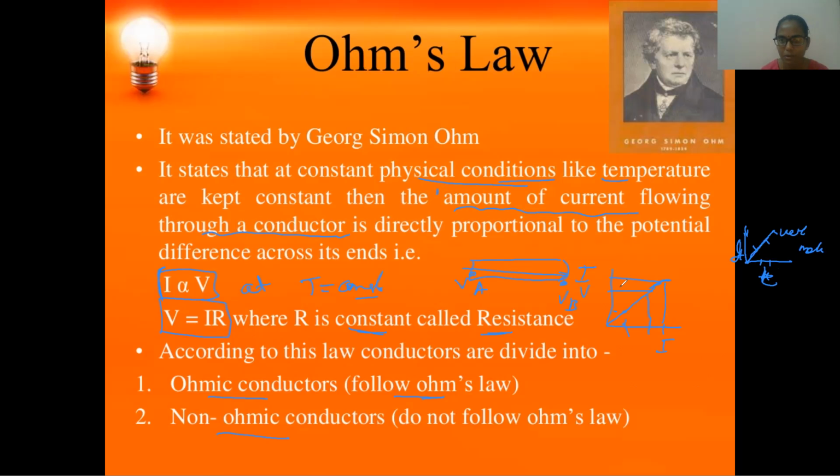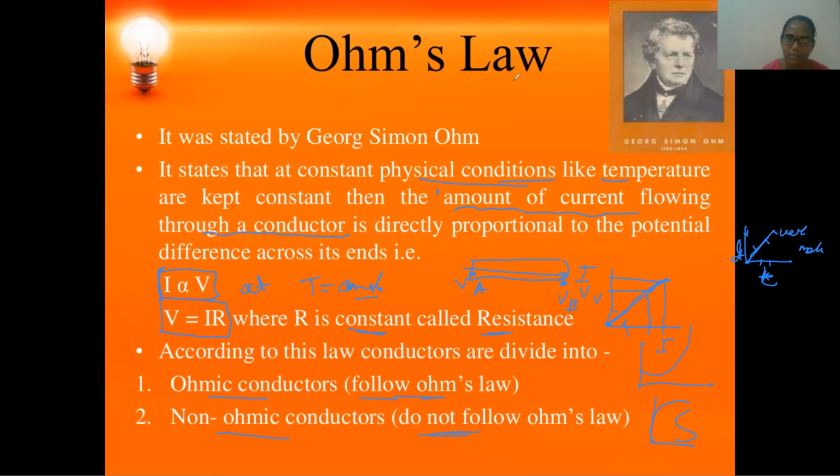Here, if you draw potential versus current or current versus potential, and the line is a straight line passing through the origin, it obeys Ohm's law. If the line is not like this and is curved outward or inward or any other shape, we can tell it is a non-ohmic device. Children, what ohmic devices and non-ohmic devices are is clear. We'll see examples also later.